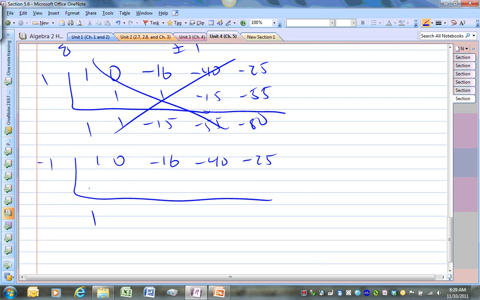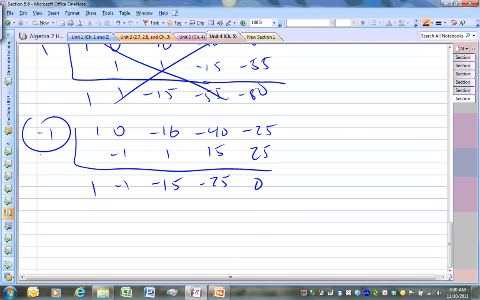So we do 1, negative 1, negative 1, 1, negative 15, 15, negative 25, 25. Cool, that works. So negative 1's a zero. By the way, just because negative 1 works, negative 1 can work a second time.